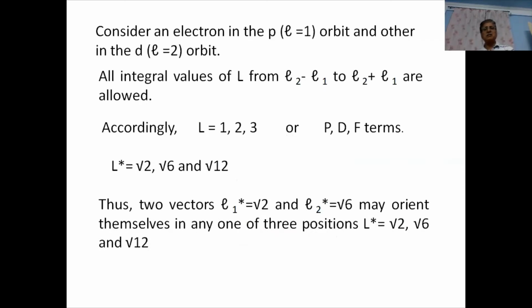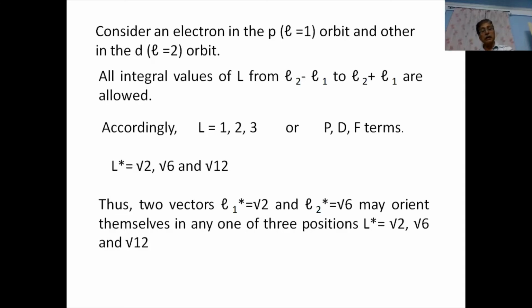Now, let us consider an electron in the P orbit, that is L is equal to 1, and the other one in the D orbit, that is L is equal to 2. Then all the integral values of resultant L from L2 minus L1 to L2 plus L1 are allowed. Accordingly, you can see from here, 2 minus 1 to 2 plus 1 will be 1, 2, 3. So capital L is equal to 1, 2, 3, or spectral terms P, D, F will be there. Here, L star, according to the formula L star is equal to square root of L into L plus 1, will be root 2 for L is equal to 1, root 6 for L is equal to 2, and root 12 for L is equal to 3.